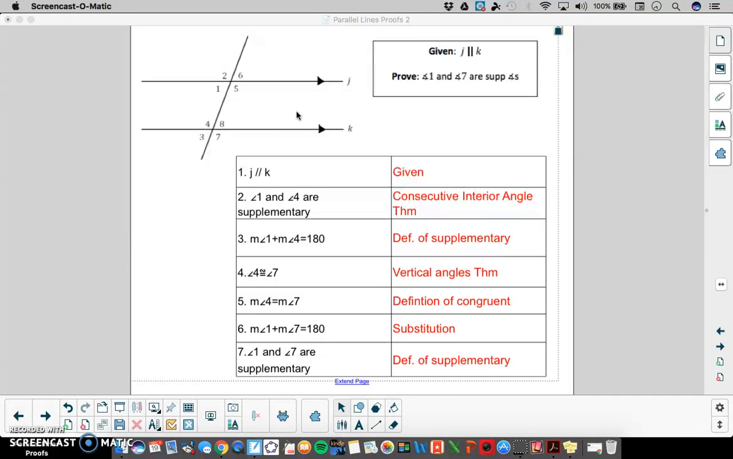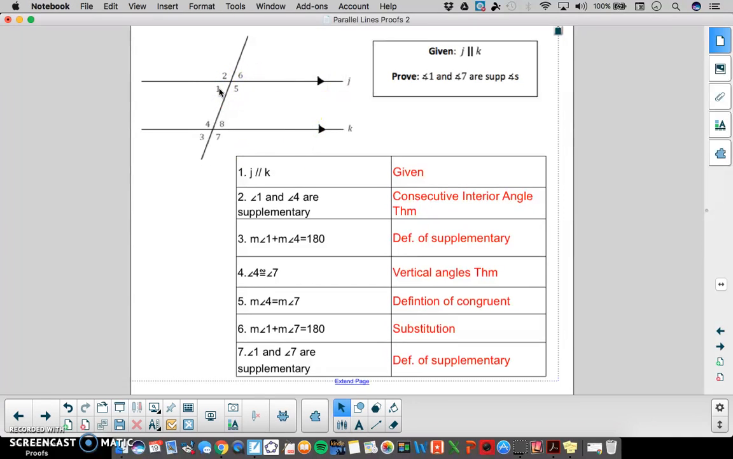So we have another proof to take a look at. We are given that line J is parallel to line K, and we want to prove that angle 1 and angle 7 are supplementary. Now, just taking a look at this picture here, 1 and 7 are not a type of angle pair that we're used to proving with.